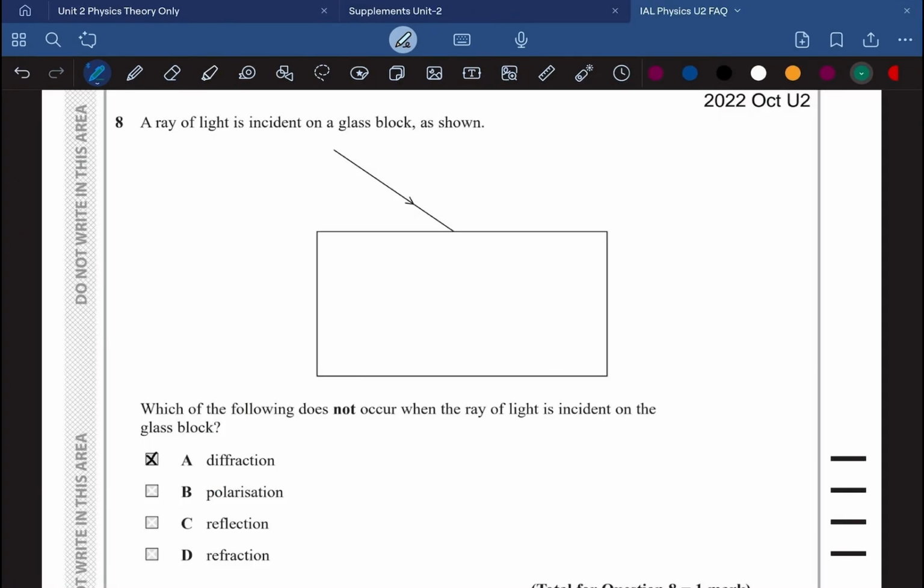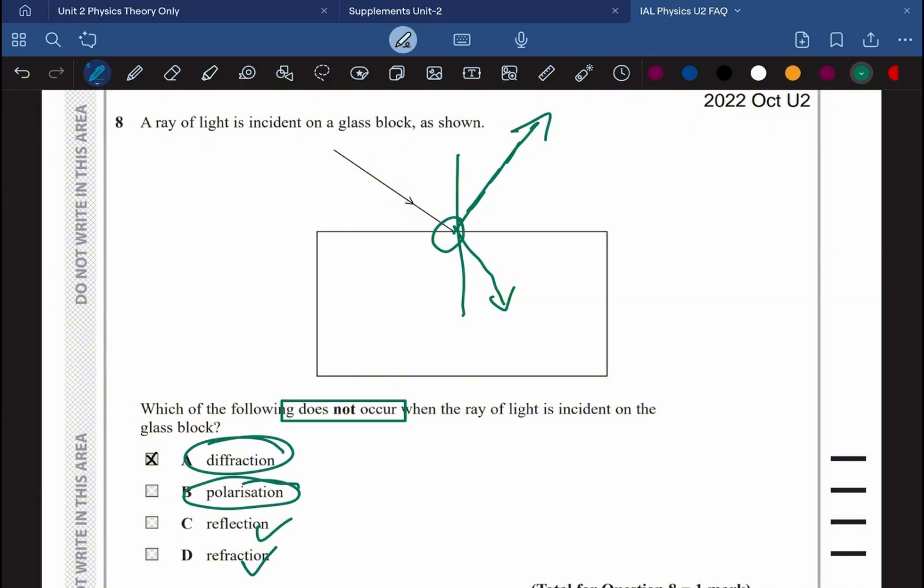This question says a ray of light is incident on a glass block as shown. Which of the following doesn't occur when the ray of light is incident on the glass block? We know when it is incident, it can be totally internally reflected, or it can also be refracted, right? It can be refracted and reflected. But now the confusion arises whether it will be diffracted or polarized.